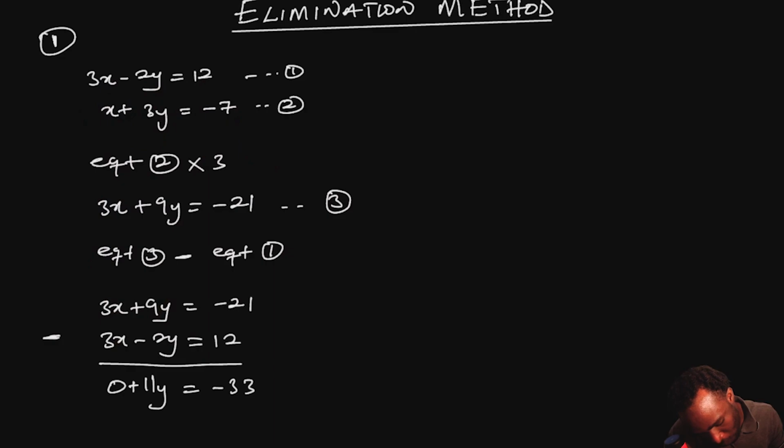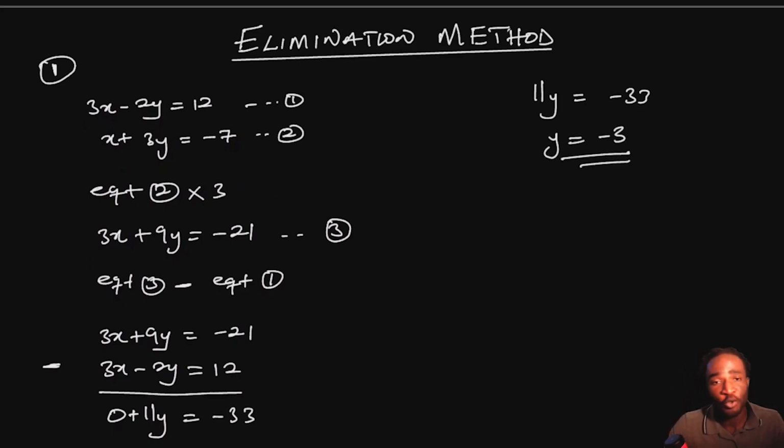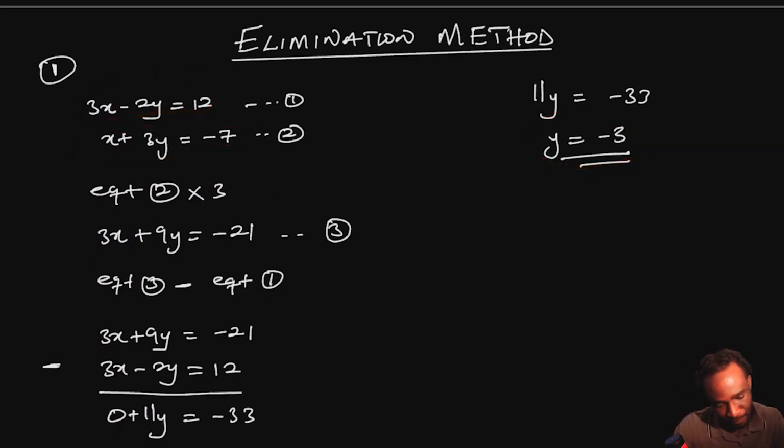So therefore, we're going to rewrite it over here. So we had 11y is equal to minus 33. So this is a new equation that we found, but you can find y straight away from this. So y is going to be equal to minus 3. Good. So now that we found y, we are going to then input this value of y into any of these equations to find the value of x.